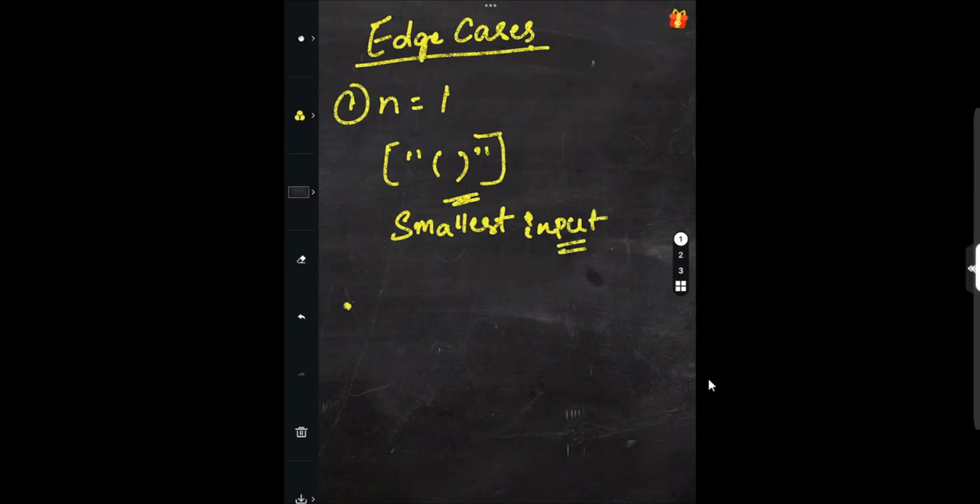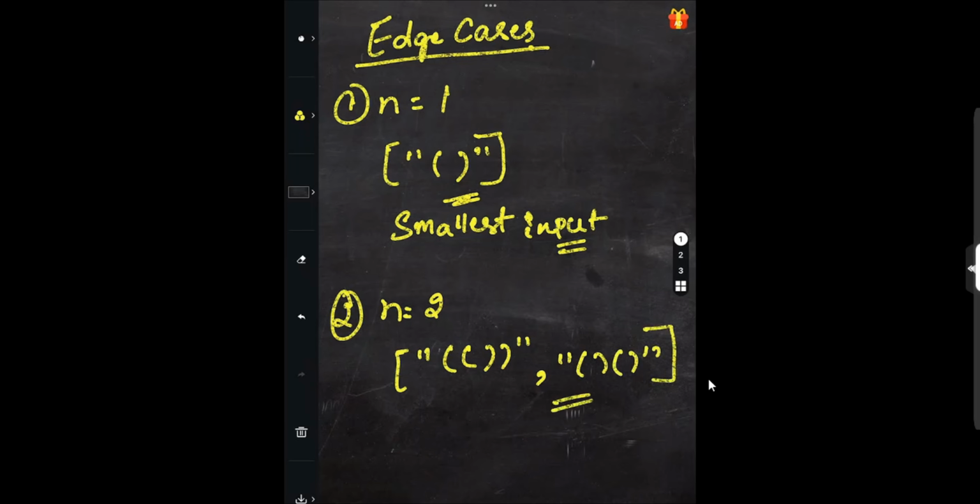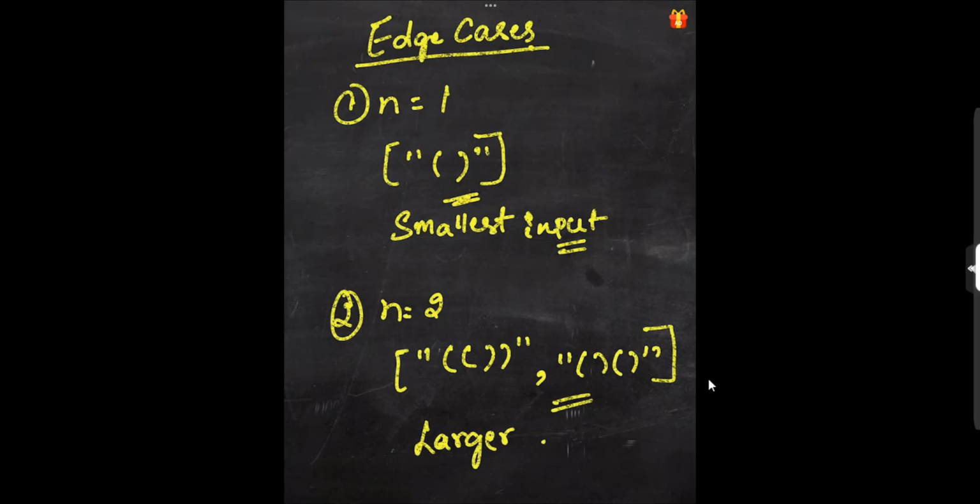And let's go with the second edge case, nothing but n equals 2. And what will be the combination here? This can be this one, either this one, right? This is for the larger input. This is the second edge case.